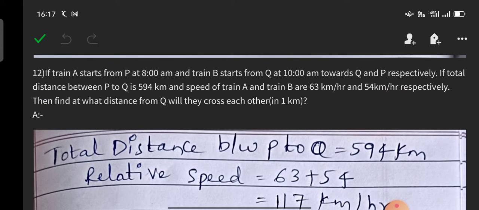12th question, if train A starts from P at 8 am and train B starts from Q at 10 am towards Q and P respectively, if total distance between P and Q is 594 km and speed of train A, train B are 63 km per hour and 54 km per hour respectively, then find at what distance from Q will they cross each other, that is in km.